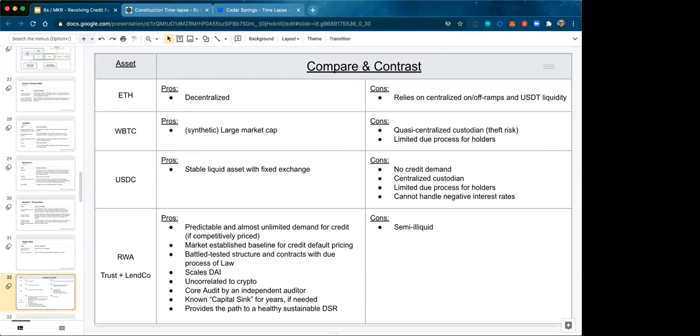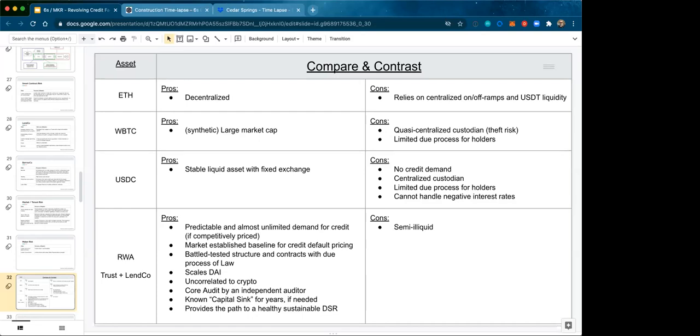So let's compare and contrast. So assets, pros and cons. We've got ETH, it's decentralized, but it relies on lots of centralized on-ramps. WBTC, large market cap, but it's somewhat of a quasi-centralized custodian. We go down this list and real world assets, not specific to credit tenant leases, but just in general, using a trust and a LendCo structure, which is known and battle tested.